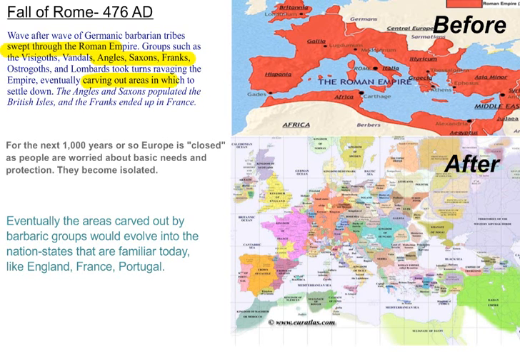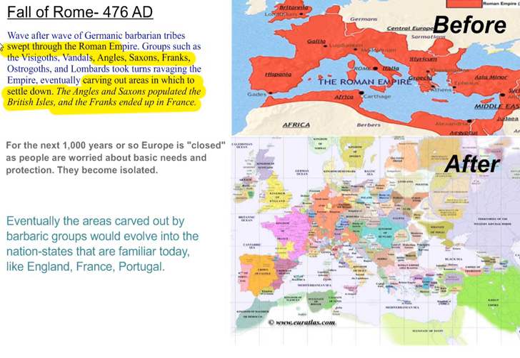And so some of those groups are going to be referred to as the Angles and the Saxons. They're going to populate the area known as the British Isles. Eventually this will turn into England. And then there's another group called the Franks that are going to end up in France.